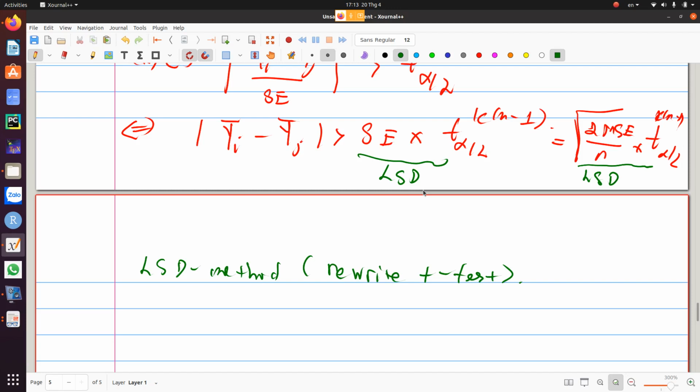To know whether there is a difference between two population means mu i and mu j, we focus on the difference of two sample averages. If the difference of the two sample averages is at least greater than LSD, where LSD is the smallest accepted distance between them, we reject H0. If it's less than this smallest acceptance, we won't reject H0. Okay, that's the reason why we have the name LSD. Okay, that's all. Now return to the slides.